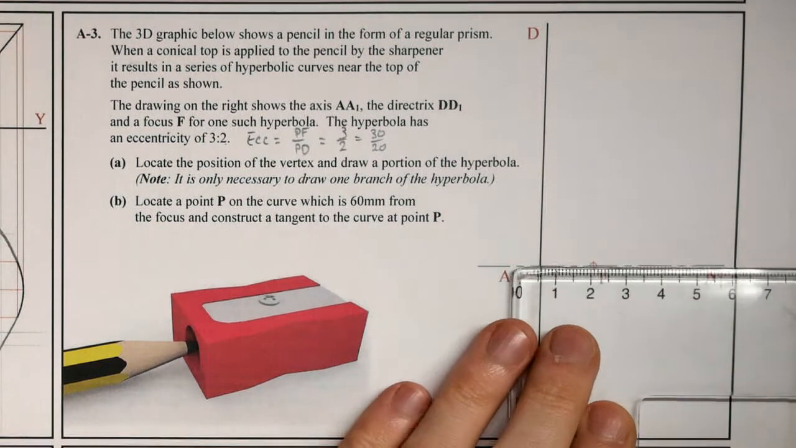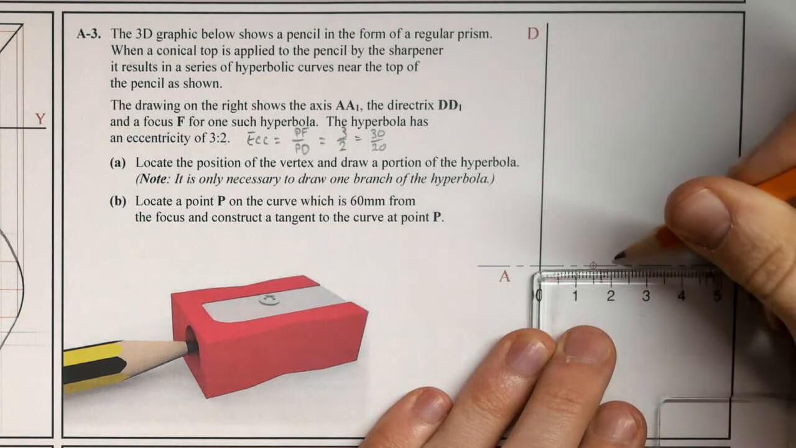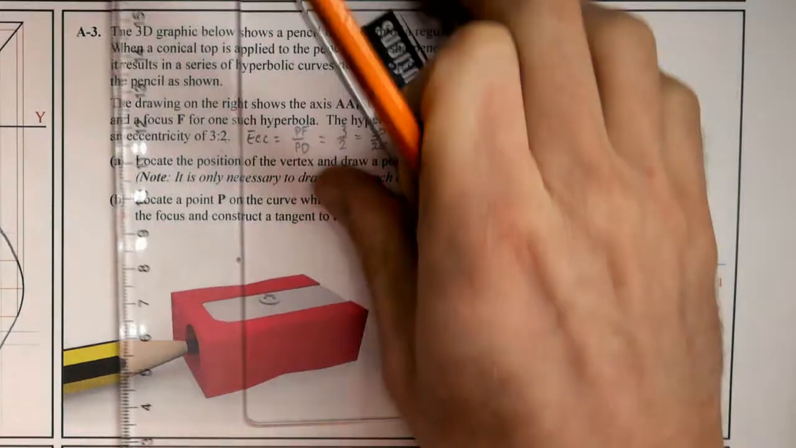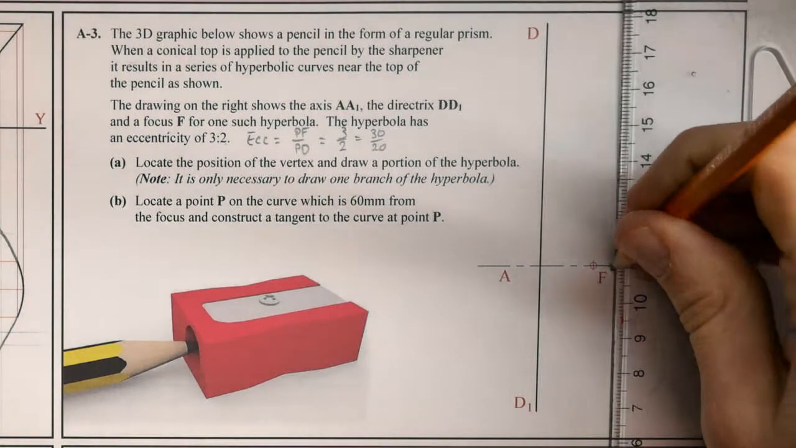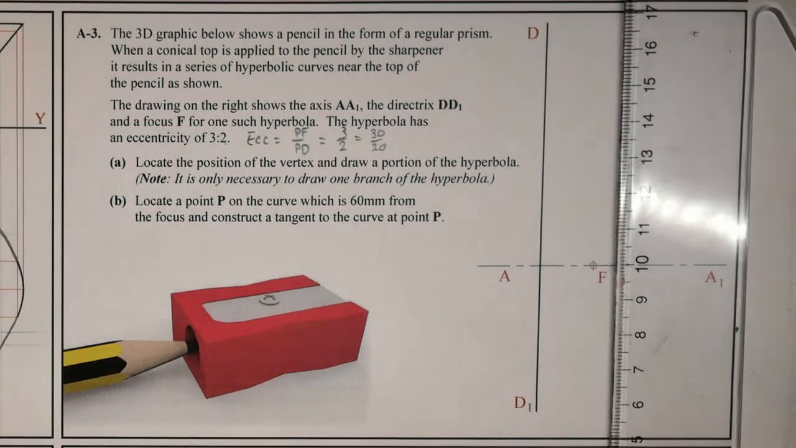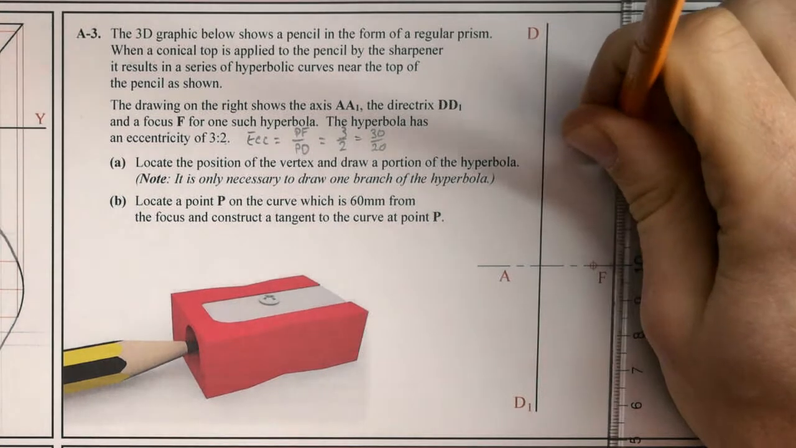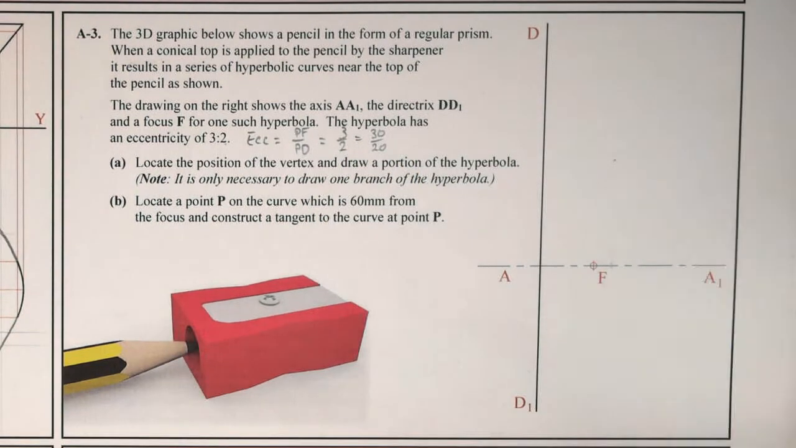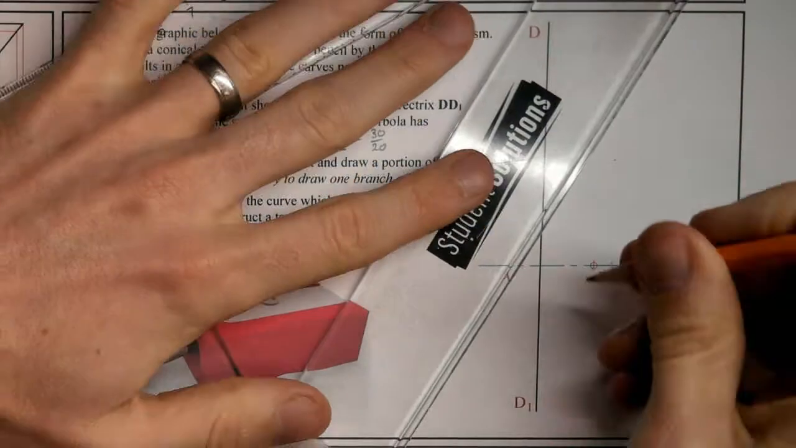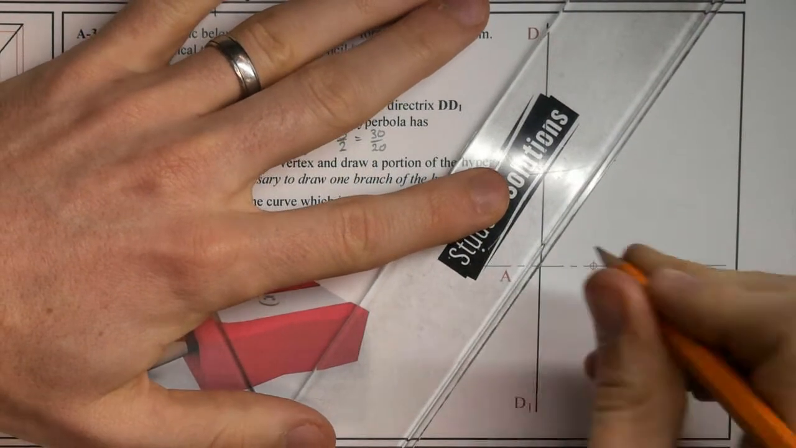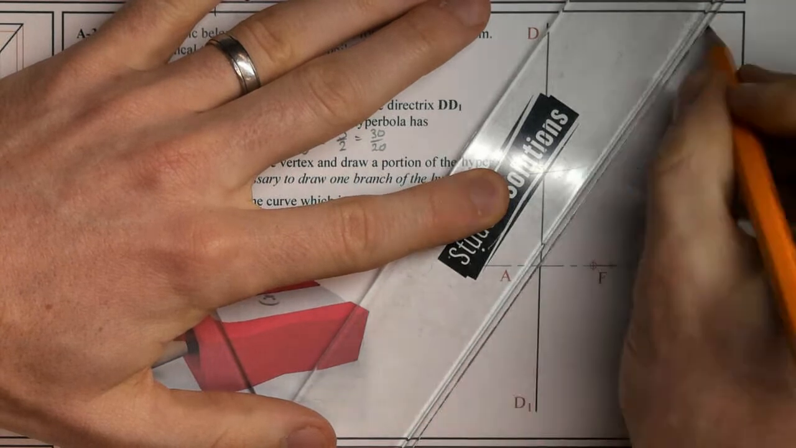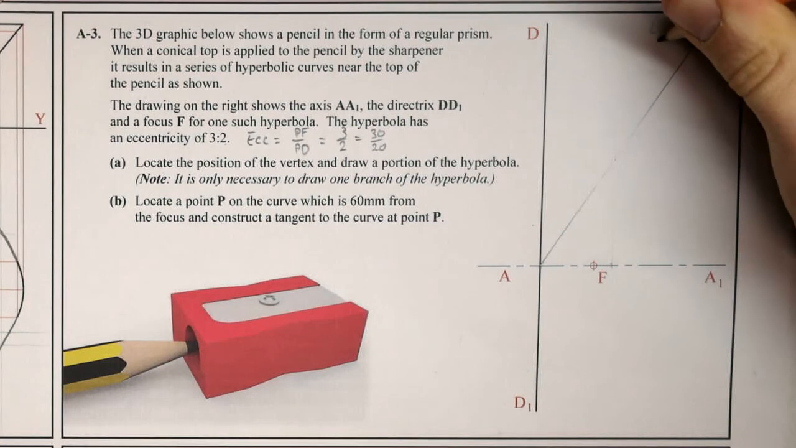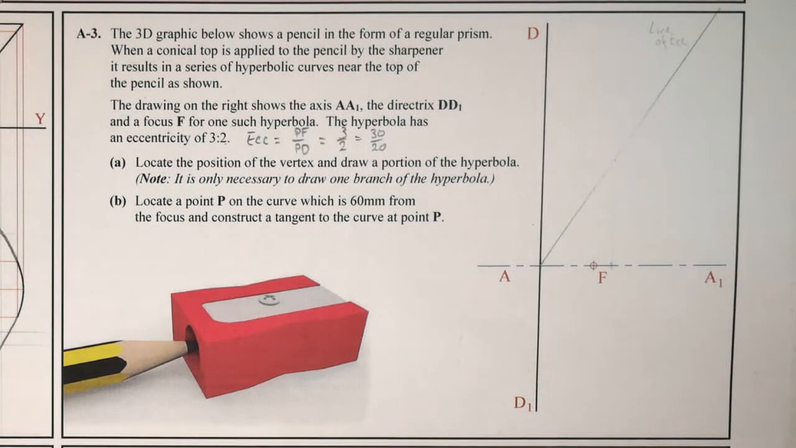So for PD, I'm going to measure out 20 from my directrix, and vertically up then, I'm going to measure up 30. Okay, I could also double everything there. I can go 40 and 60, probably would be a bit more accurate, but that will do. So that is my line of eccentricity.